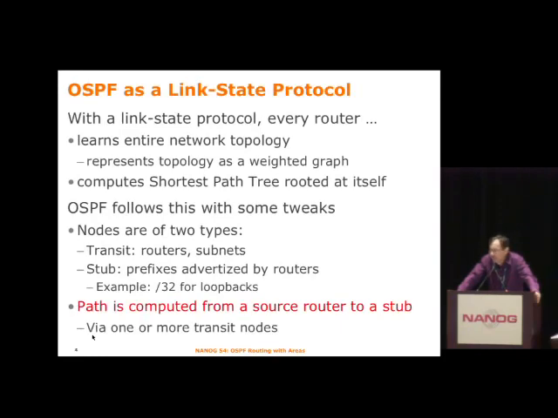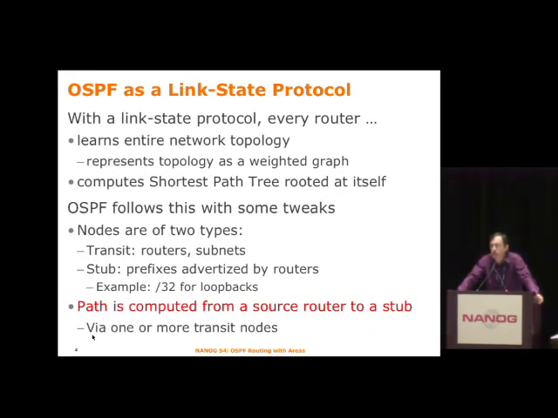Okay, so OSPF is a link state protocol. So every router learns the topology of the network, or the piece of the network that it's really paying attention to, computes shortest paths in that network, and then forwards packets along those shortest paths. OSPF does this type of link state protocol with a couple of tweaks.